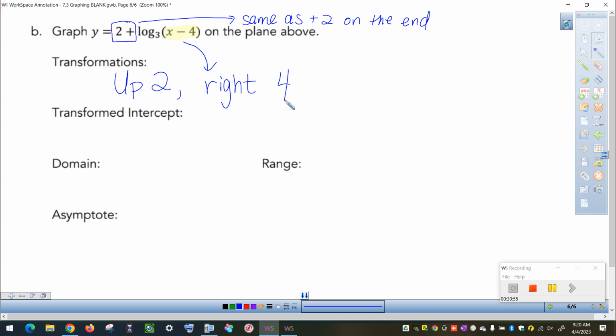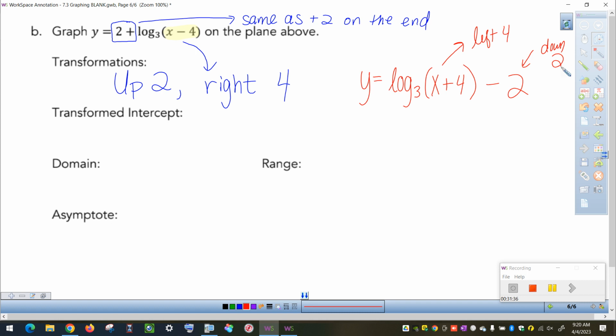If we were adding a number on the inside, we go to the left. Remember, the left-right, it's always a little weird. It's opposite the direction you think it would go. So if we're subtracting on the inside, it's going to move everything to the right. Okay, just to put another example off to the side, if it was log base 3 of x plus 4 in parentheses, and then it had like a minus 2 on the end, just to give an example that is the opposite of what we did, this would go to the left 4 spaces, and it would go down 2 spaces. So we've kind of seen an example here of all 4 directions that this can go.